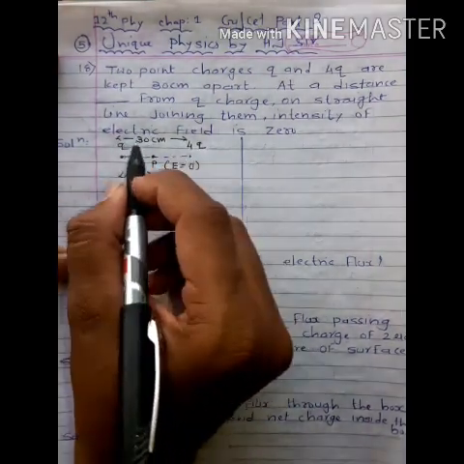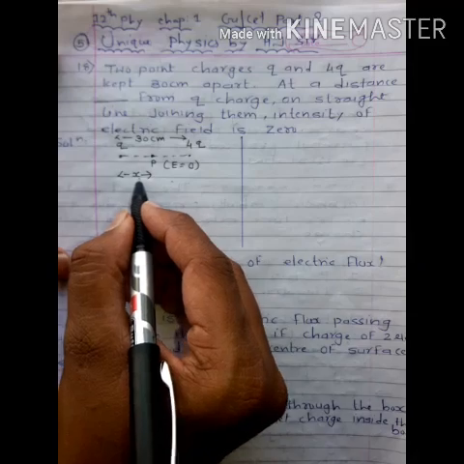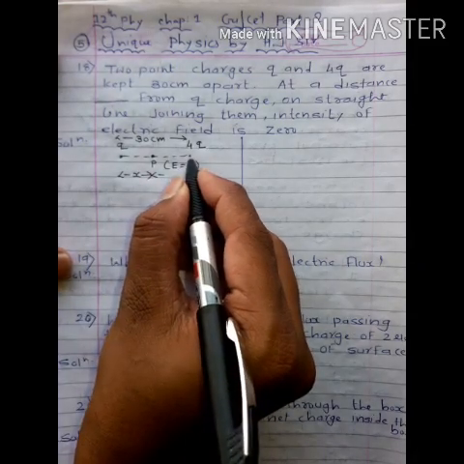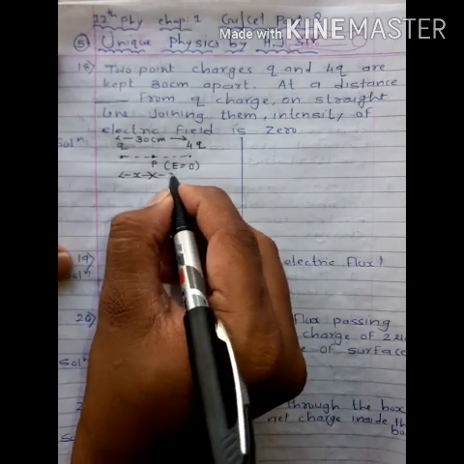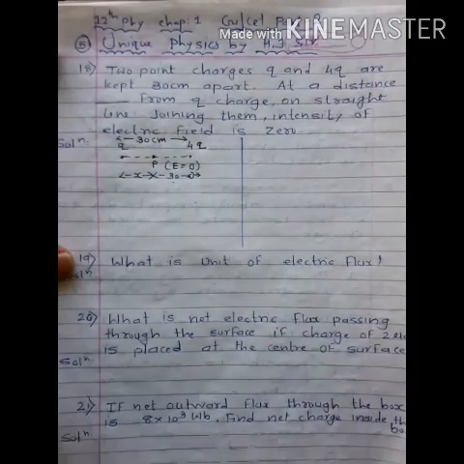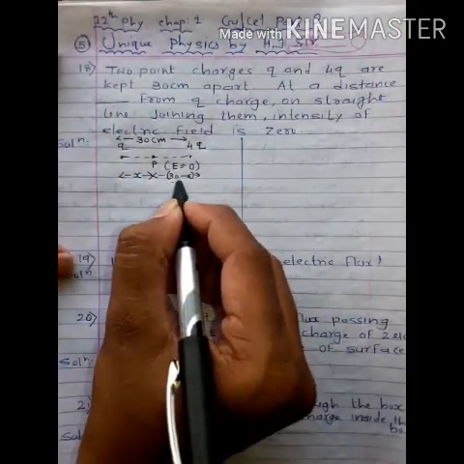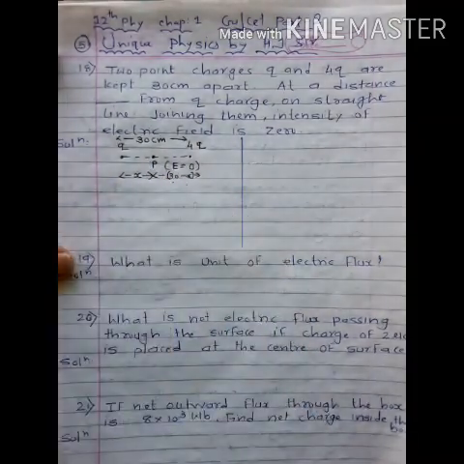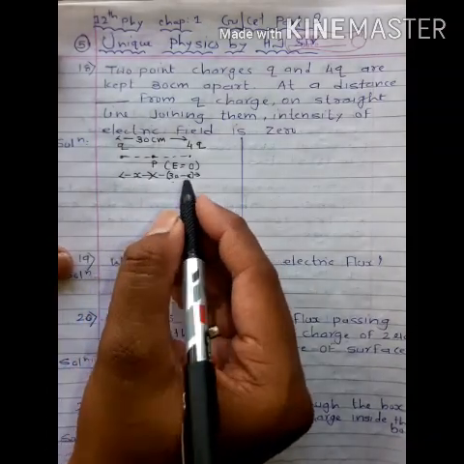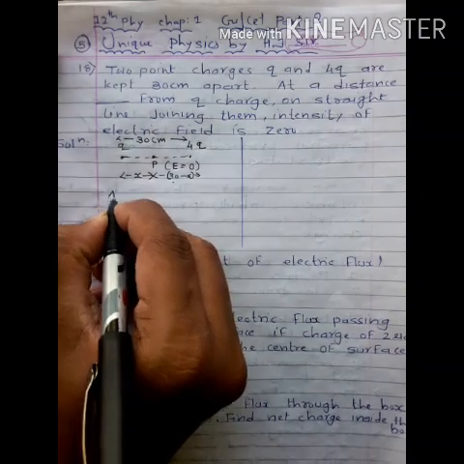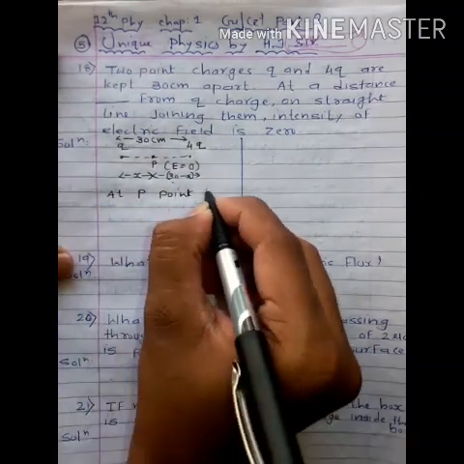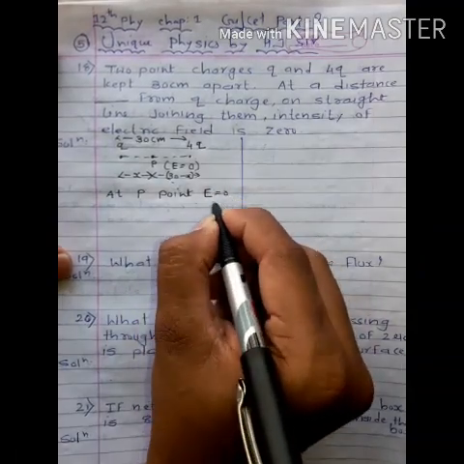Clear? The total distance is 30 centimeter. This distance is x. So we can say that the distance of 4Q charge from P point is 30 minus x. So this is our distance of P point from 4Q charge. First distance is x, next distance is 30 minus x. Now at P point, the total electric field is 0.